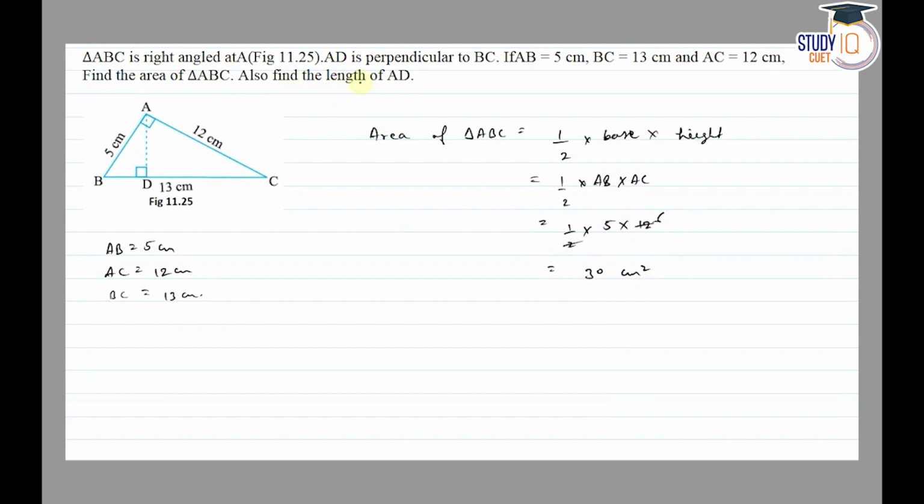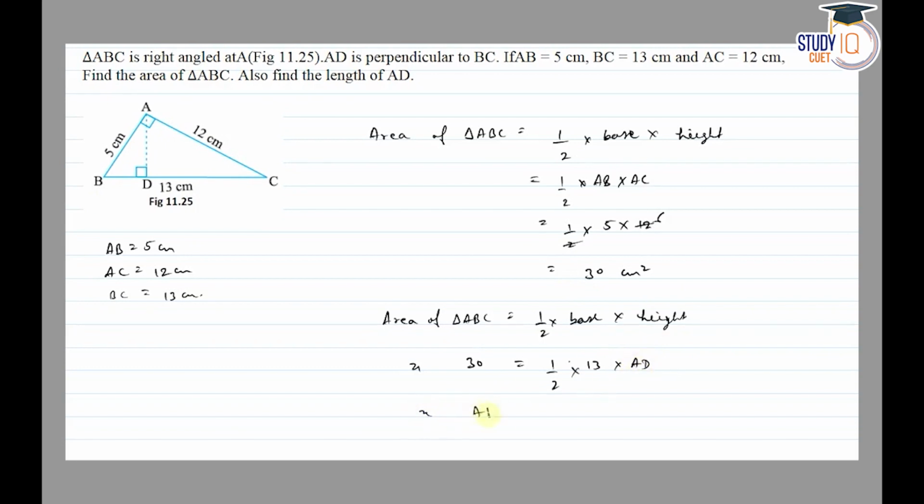एंड फाइंड द लेंथ ऑफ AD. सो हमें AD भी फाइंड आउट करना है. देन अगेन एरिया ऑफ triangle ABC is equal to half base into height. So हमने फाइंड आउट कर लिया है ये 30 सेंटीमीटर स्क्वायर एंड हाफ. बेस हमें गिवन है 13 जो कि है BC एंड हाइट हमें AD फाइंड आउट करनी है.